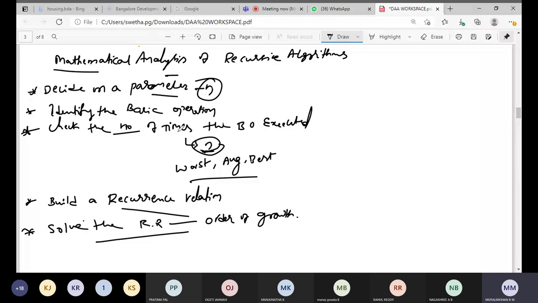Suppose it varies from execution to execution, that means it depends on n. Then we'll analyze the worst case, average case, and the best case separately. Then we'll build the recurrence relation. Then we'll solve that particular recurrence relation. Is it clear? Kindly respond, please.